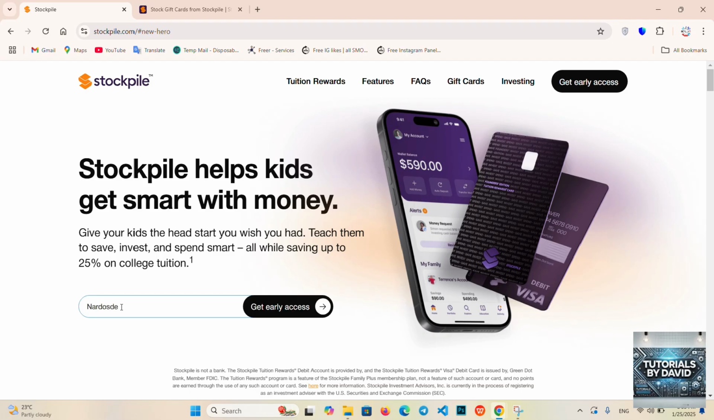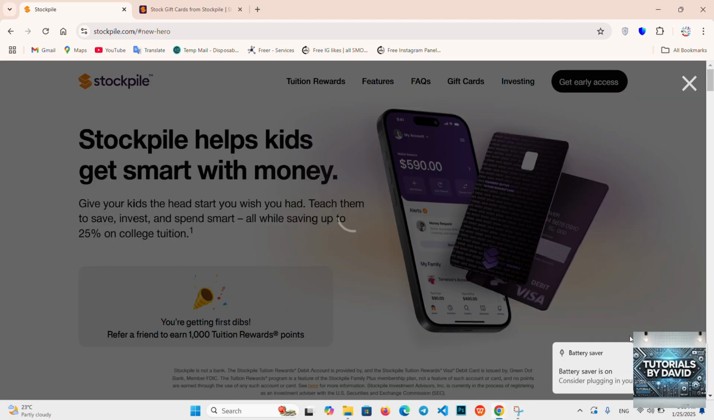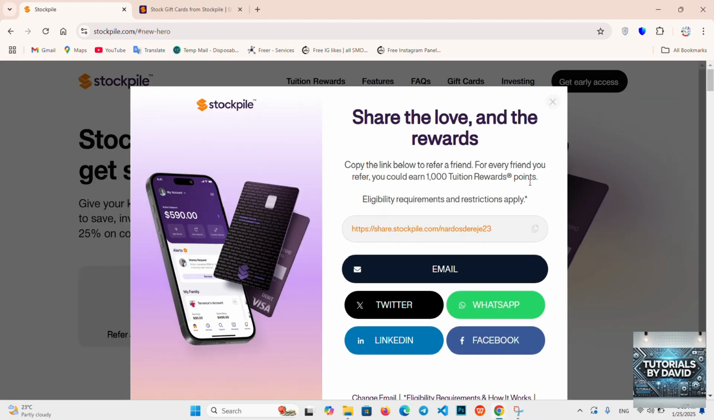Why choose Stockpile? Stockpile's user-friendly platform makes investing approachable, especially for beginners. Gifting stocks is also a meaningful way to teach others about financial literacy and investing.